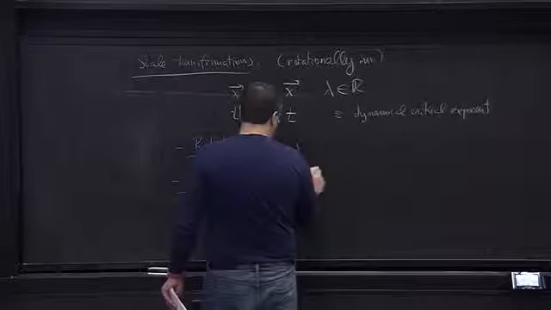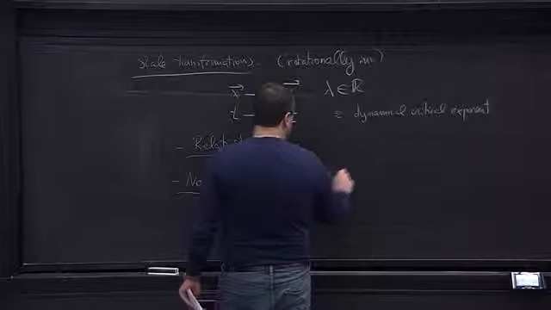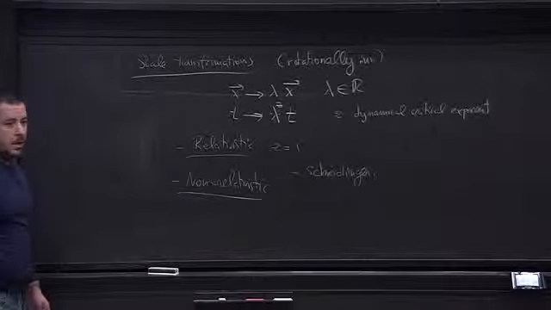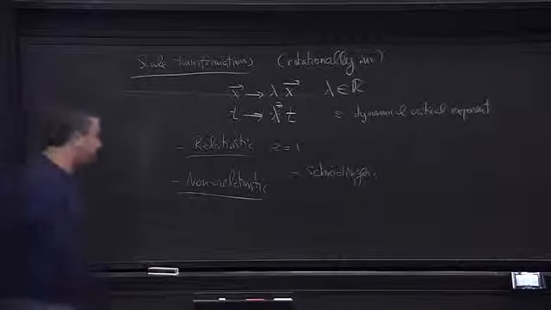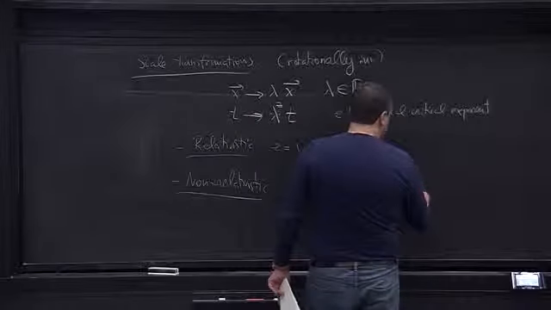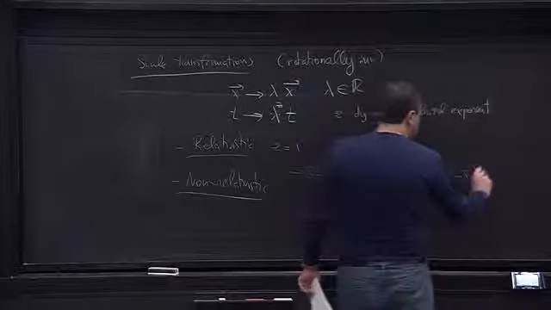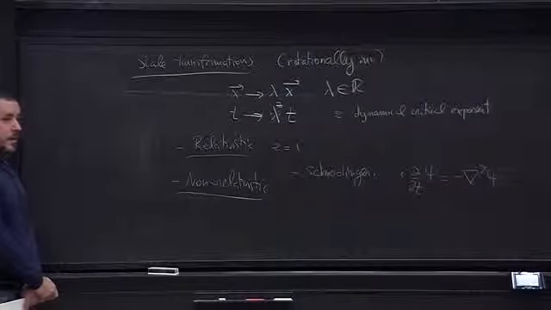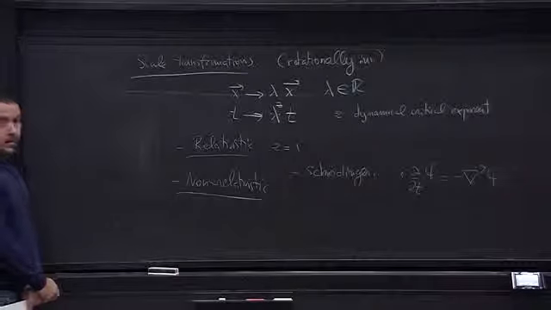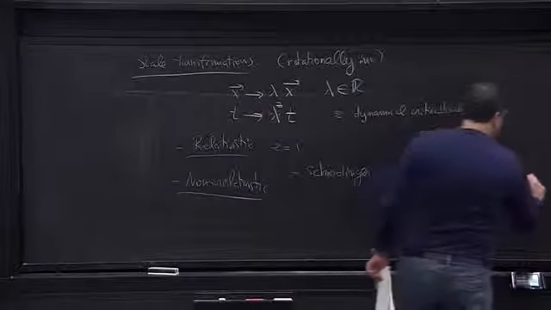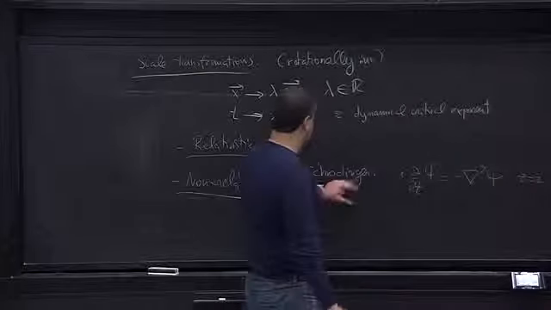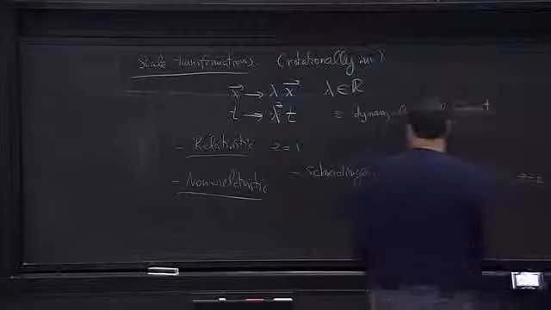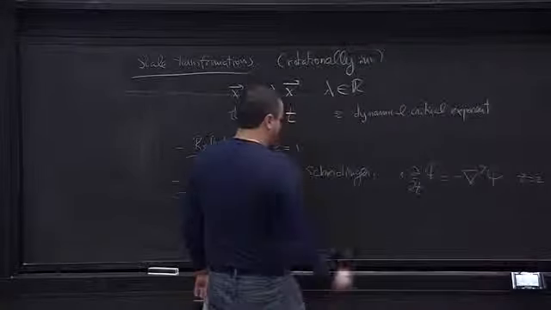For example, from the Schrodinger equation, what Z will you get in the Schrodinger equation? So let's write it. So it's i d/dt psi. So what is the value of Z for this equation? 2. And in fact, this equation has this conformal symmetry I talked about, the Schrodinger symmetry. But then you can also have other values of Z.